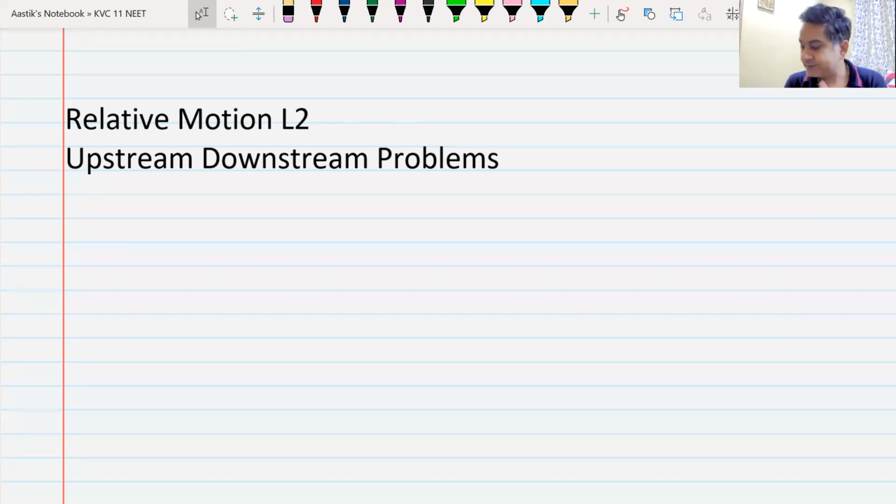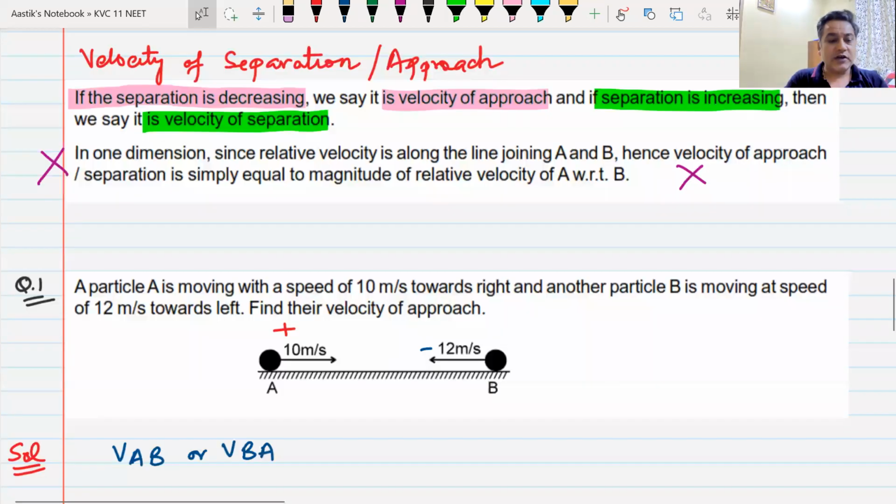We are dealing with relative motion, and we will try to wind up relative motion in one dimension in this class and move on to relative motion in two dimensions as well. In the last class, we had seen velocity of separation and velocity of approach, and how to find them. If the distance is increasing, it is velocity of separation. If the distance is decreasing, it is velocity of approach. We had solved a couple of problems.